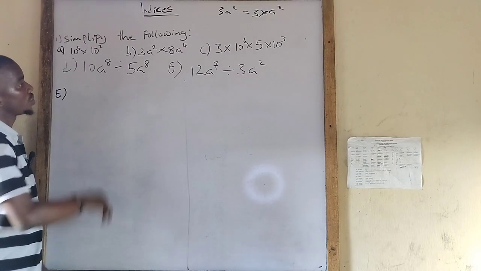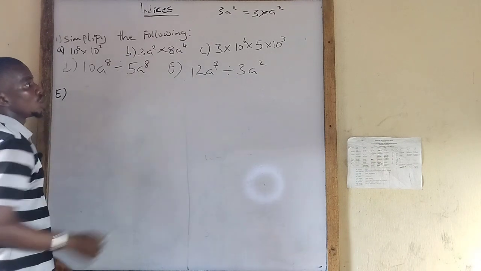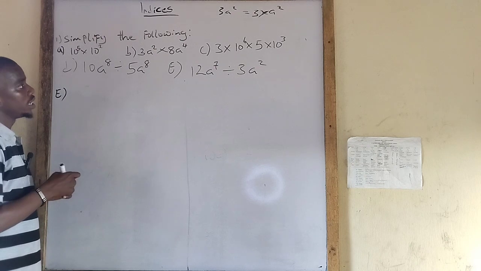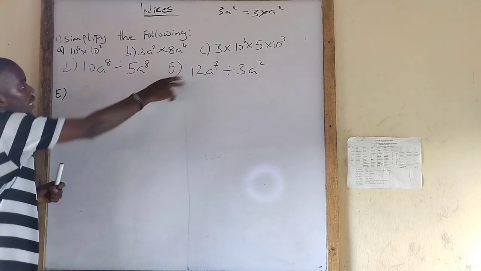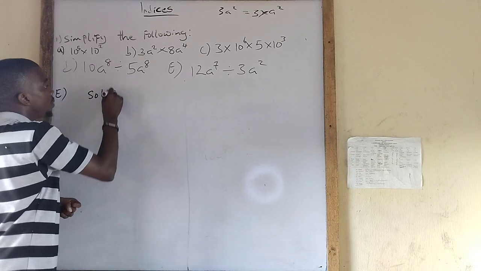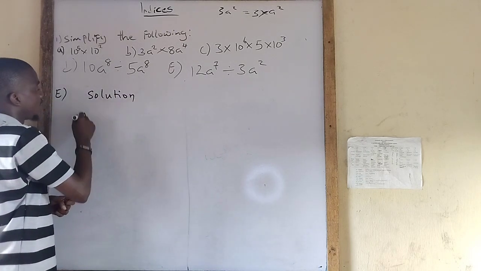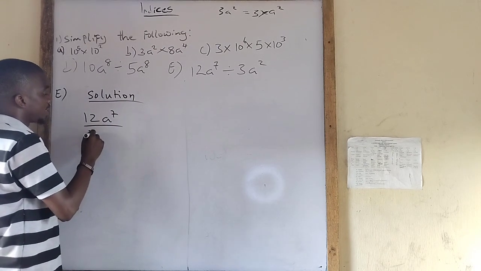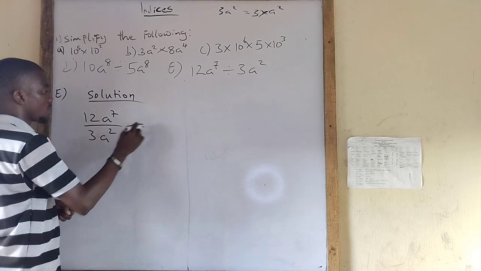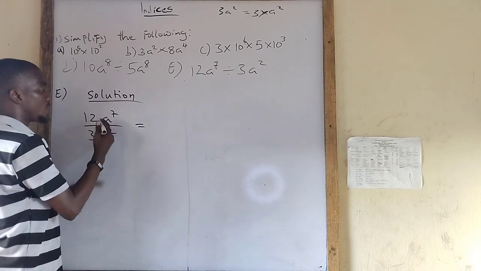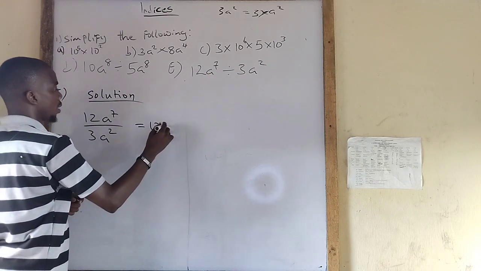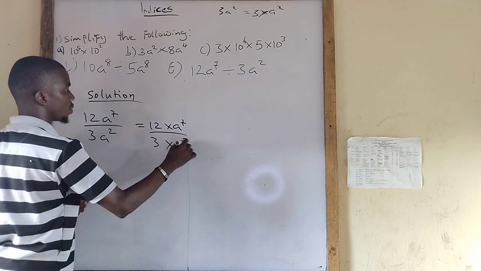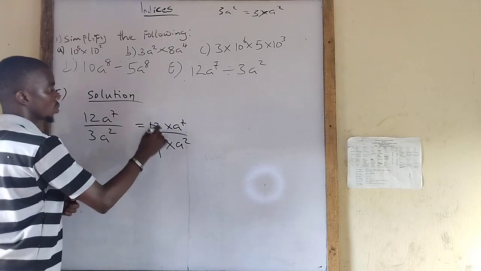The next question we are going to consider is the E question. Okay, we are still using the division rule for the E question. So you know that this expression can as well be written as 12a raised to the power of 7 divided by 3a raised to the power of 2. If we split this algebra, we have 12 times a raised to the power of 7 divided by 3 times a raised to the power of 2. Okay, 3 will cancel itself once, going to 12 four times.